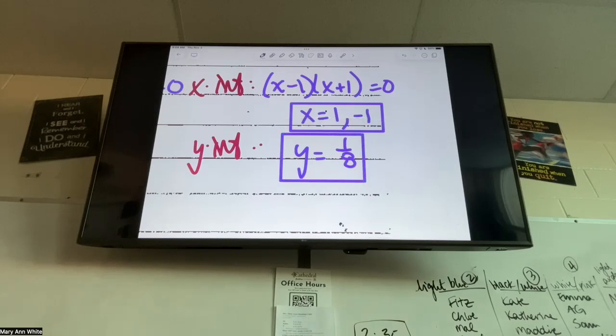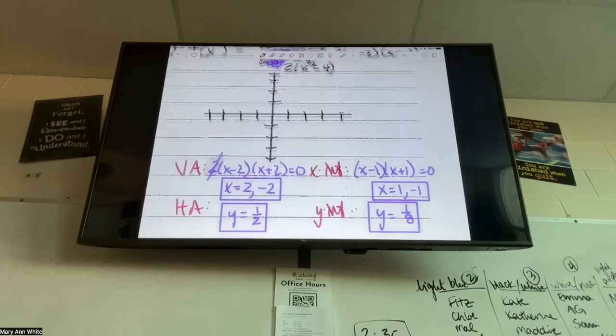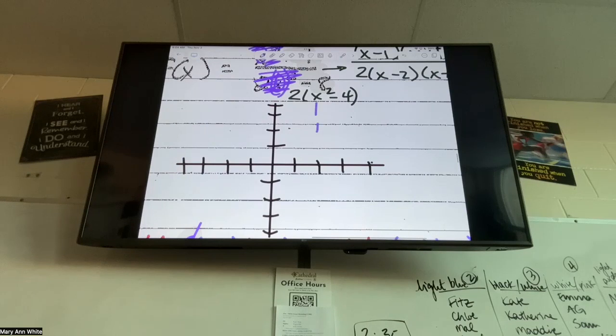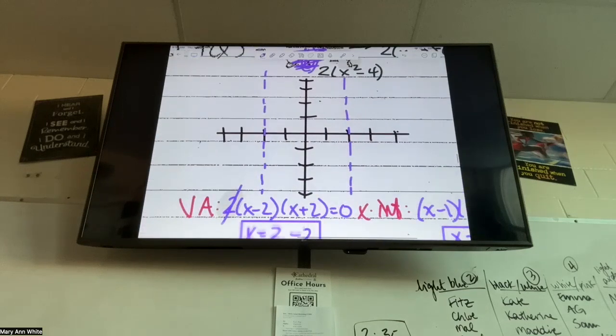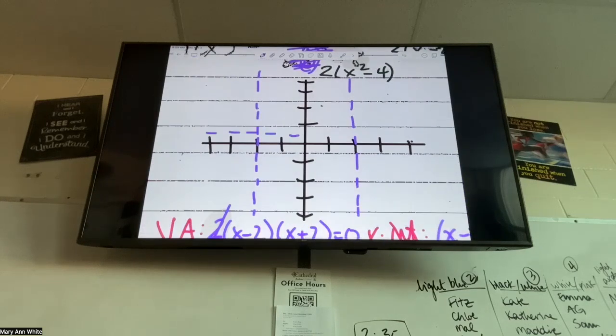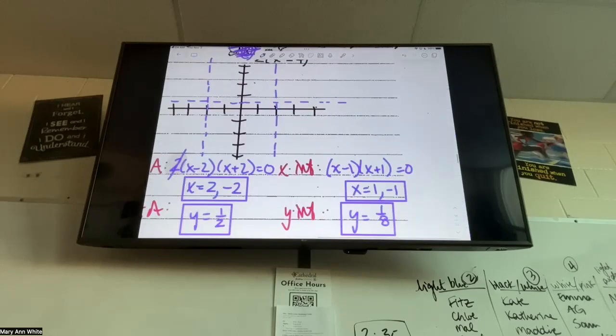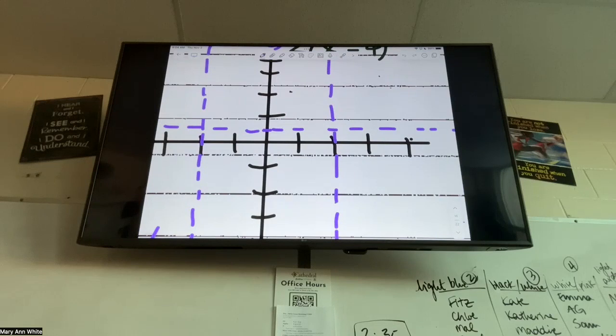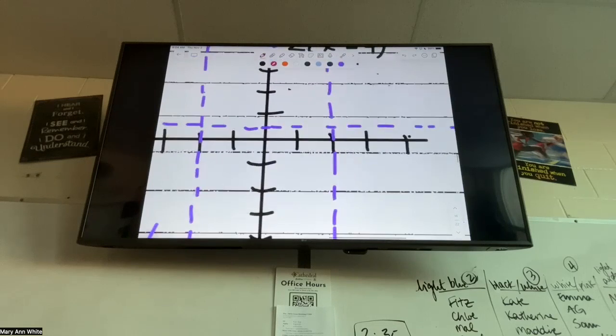All right, let's go graph all those pieces and see what happens, okay? So I've got vertical asymptotes at 2 and negative 2. So dashed line there, dashed line here. Horizontal asymptote is at 1/2, so somewhere between 0 and 1. So right about here is fine. x-intercepts are 1 and -1. And then my y-intercept is positive 1/8. That is somewhere between 0 and 1/2. So as long as you just put a dot somewhere between that 0 and 1/2, you're good.